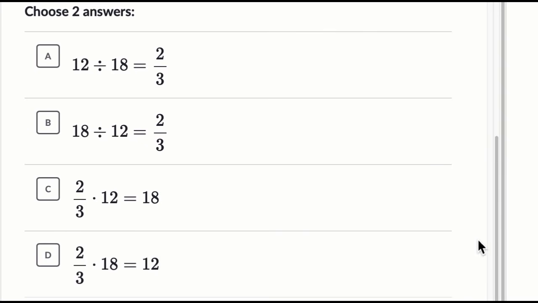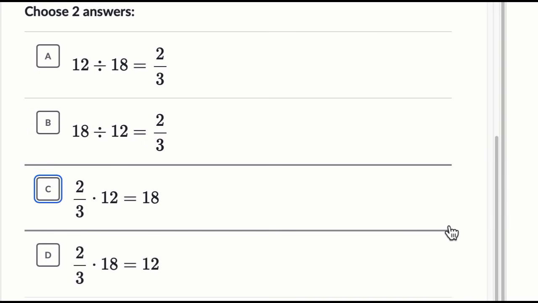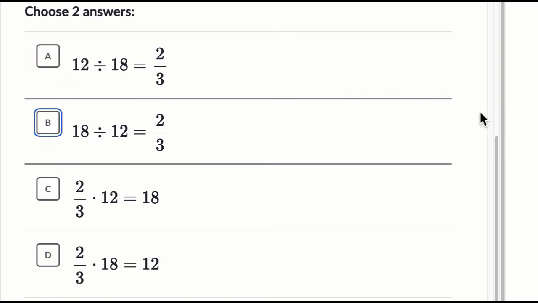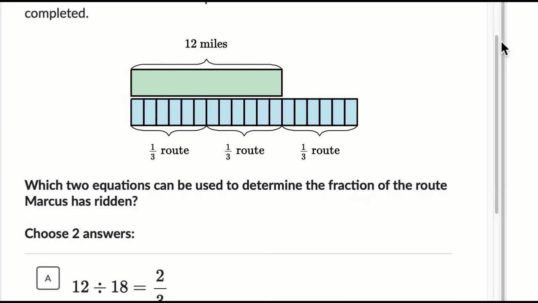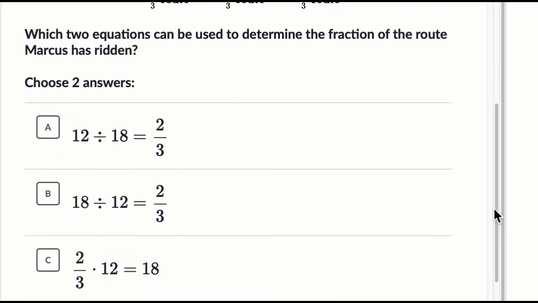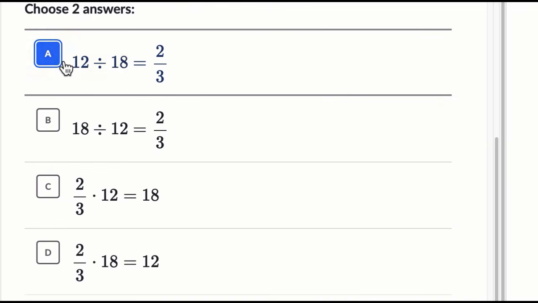Okay, so if I want to know the fraction of a route, I would say how far have I gone divided by the total amount that I need to go. So we know he's gone 12 miles and he needs to go 18, so he's gone 12, and I would divide that by how far he needs to go. And 12 divided by 18, there's a bunch of ways that you could think about what that is. That's the same thing as 12 over 18, which is indeed 2/3. And you can see from this right over here that he is 2/3 of the way. This is 1/3, that's 6, and then another 6 is 2/3. So I definitely like this choice.